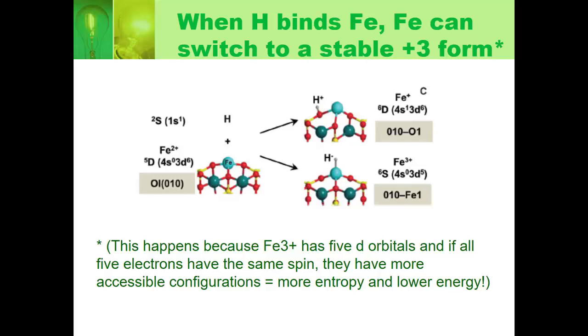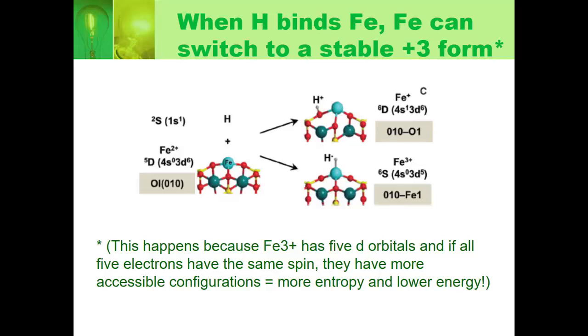And you've got to remember, bonding is bringing electrons close to something. It's sharing electrons between these two atoms. When bonding happens to the iron, the electrons in the hydrogen influence the electrons in the iron. And it turns out that when you bring hydrogen close to iron, it actually switches to a 3+ configuration.